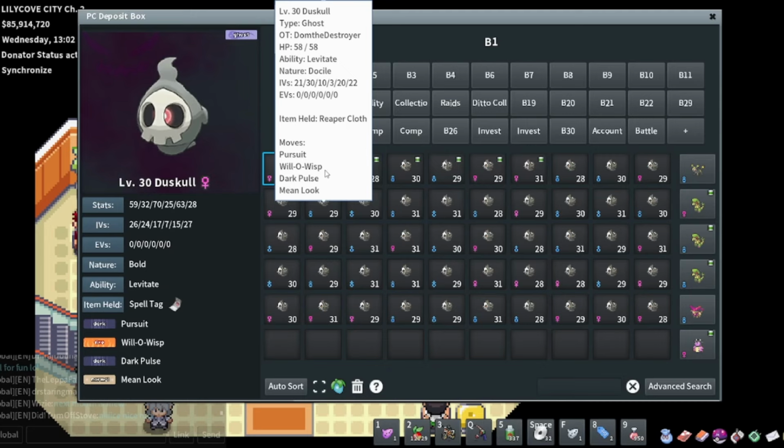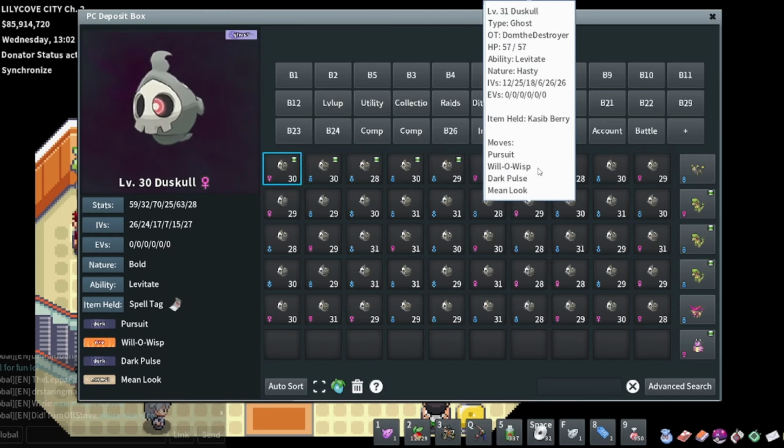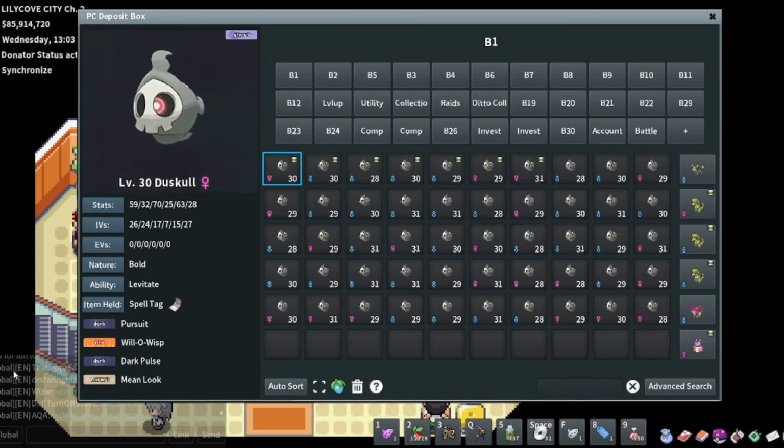We got a lot of Spell Tags. We also got some Reaper Claws and Kasib Berry. So I'm going to have to check what prices we can get for those, because that will contribute towards our profit. We got a whole bunch of Spell Tags, so that should be interesting. And I'm going to go through and see what 31 IVs we have as well.